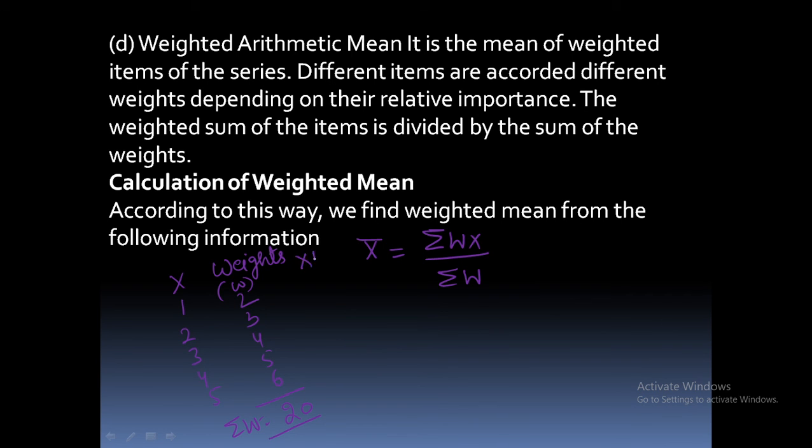Now x multiplied by weights: 2 times 2 is 4, 3 times 3 is 9, 4 times 4 is 16, 5 times 5 is 25, 6 times 6 is 36. Now we get sigma wx, adding the products to get 70. Now you can put the values: 70 by 20, 0 cut with 0, 7 divided by 2 is 3.5. This is your arithmetic mean through the weighted mean method. Sorry, weighted arithmetic mean.